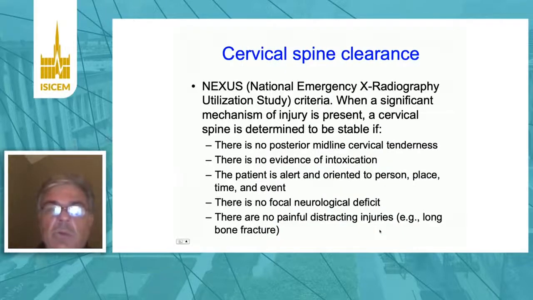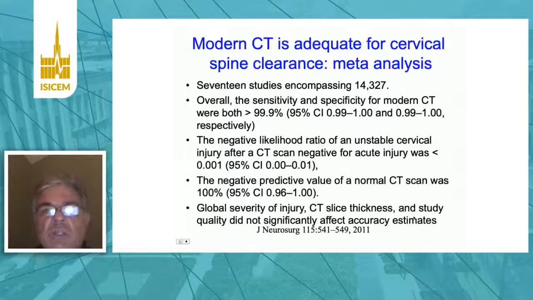It's important not to forget cervical spine clearance. Cervical spine injury is more common in those with head injury. There are criteria that exist for determining when imaging should be obtained. Well known is the NEXUS criteria. There's also the Canadian cervical CT rule that determine when somebody should be imaged. In the modern era with high quality CT, that is adequate for cervical spine clearance.